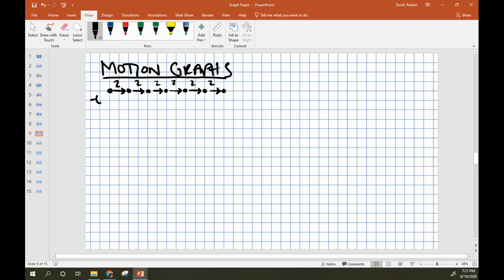So I'll do time and position right here. This is time 0, and at time 0, he was at position 0. At time 1, he's at position 2. At time 2, he's at position 4. And you can see that since he's moving forward 2 each time, it's pretty easy to just map this all out. And then it just keeps going.